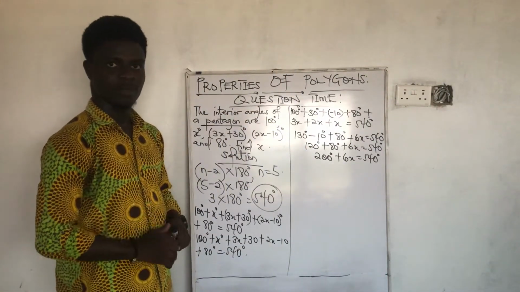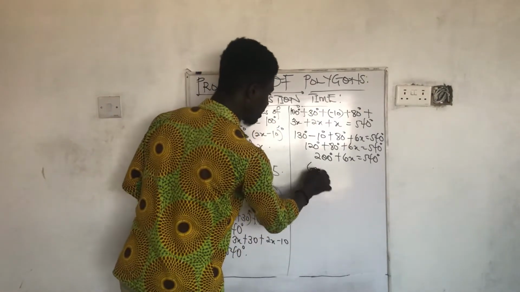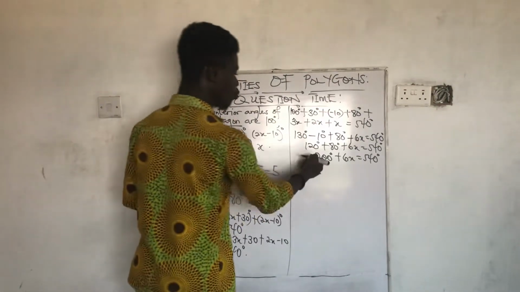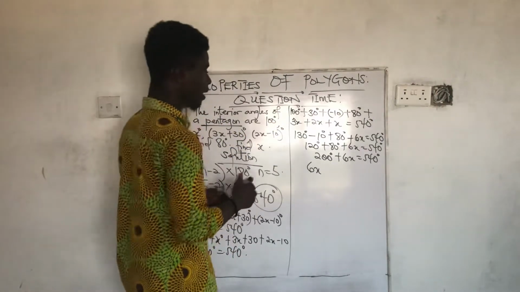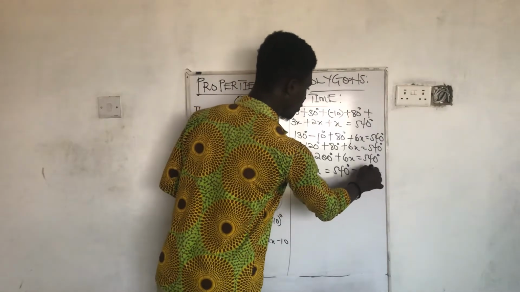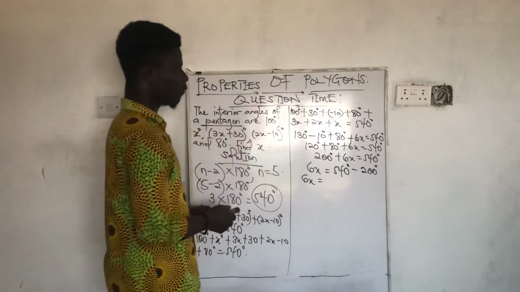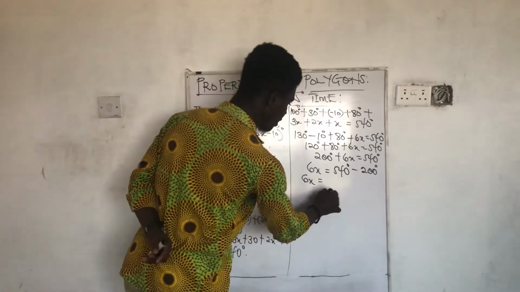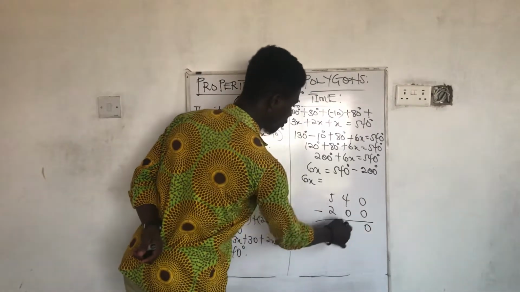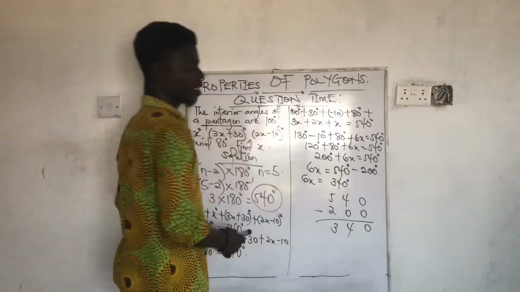Okay, so we group like terms. We maintain 6x, then we send 200 degrees to the right hand side. So here is positive 200, so when it crosses, it becomes what? Negative. So 6x equals 540 degrees minus 200 degrees. Let's do our necessary subtraction here. So we have 340 degrees here.